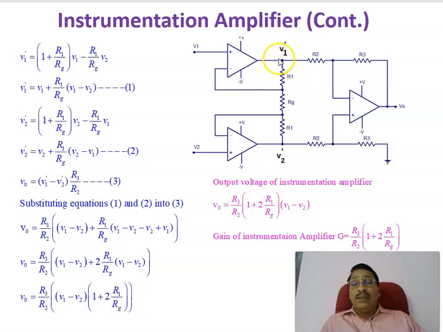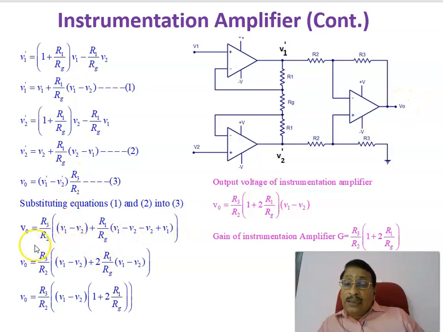Once you get V1 dash and V2 dash, as I told you, the output voltage of the differential amplifier is equal to the difference of these voltages, V1 dash minus V2 dash, into the feedback resistance ratio R3 by R2. So substituting equations 1 and 2 into the third equation, the output is V1 dash minus V2 dash into R3 divided by R2. We substitute V1 dash from equation 1 and V2 dash from equation 2, and we can get the output voltage V0.